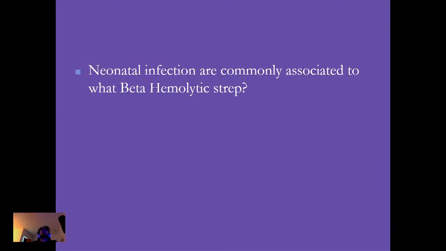Okay. Next, neonatal infections are commonly associated with what beta hemolytic strep? Neonatal infections, I just said it earlier. Neonatal infections is your group B strep, Streptococcus agalactiae. Okay? Group B strep. Next slide.